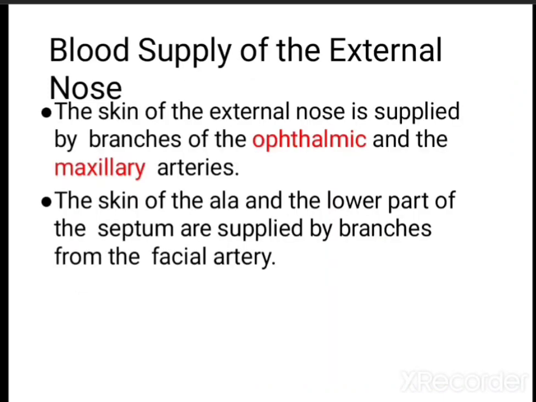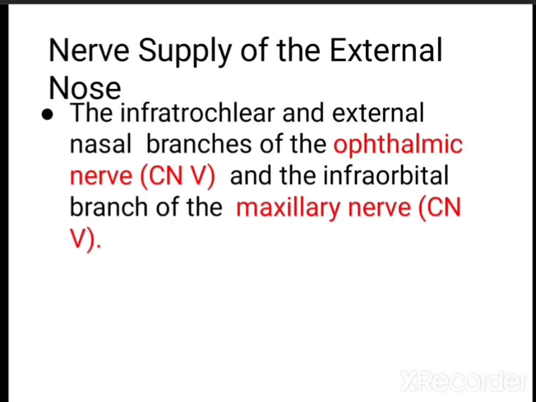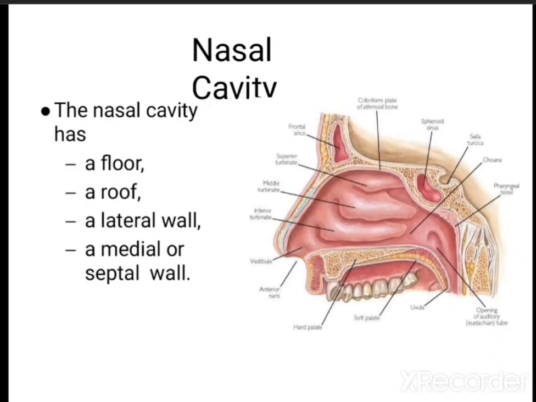The blood supply of the external nose is by the branches of the ophthalmic and maxillary arteries. The skin of the ala and the lower part of the septum are supplied by the branches of the facial artery. Then the nerve supply is by the infratrochlear and the infraorbital branch. The infratrochlear branch is a branch of the ophthalmic nerve, and the infraorbital branch is a branch of the maxillary nerve.